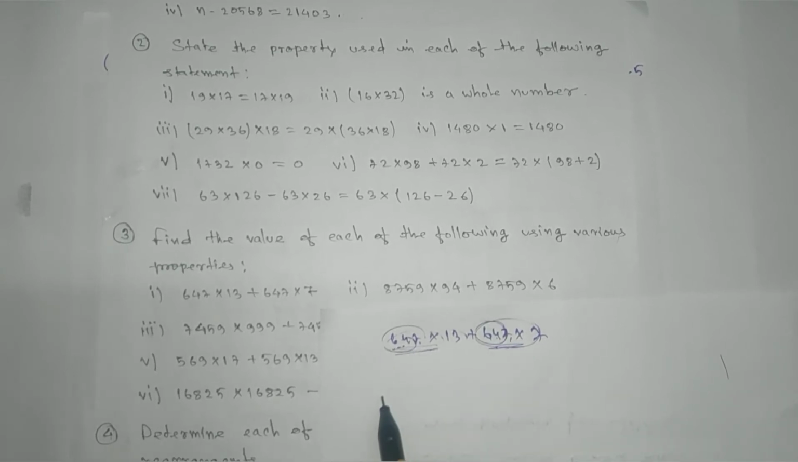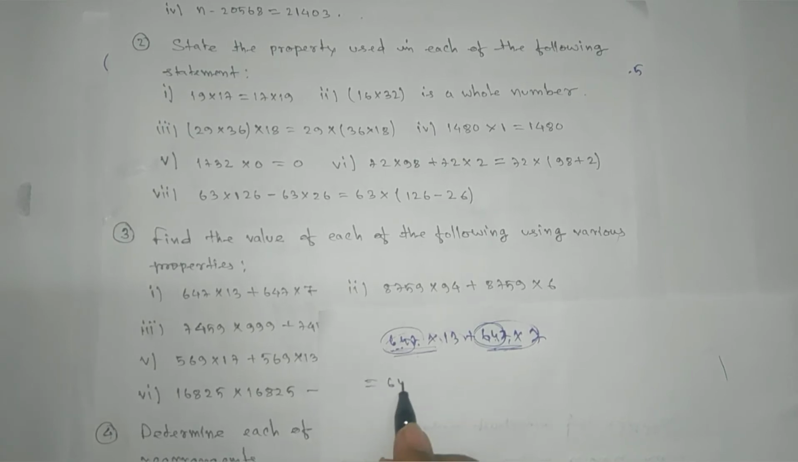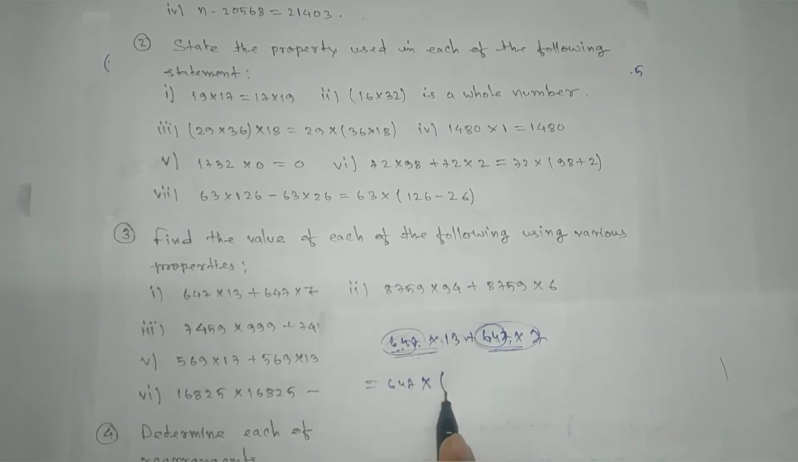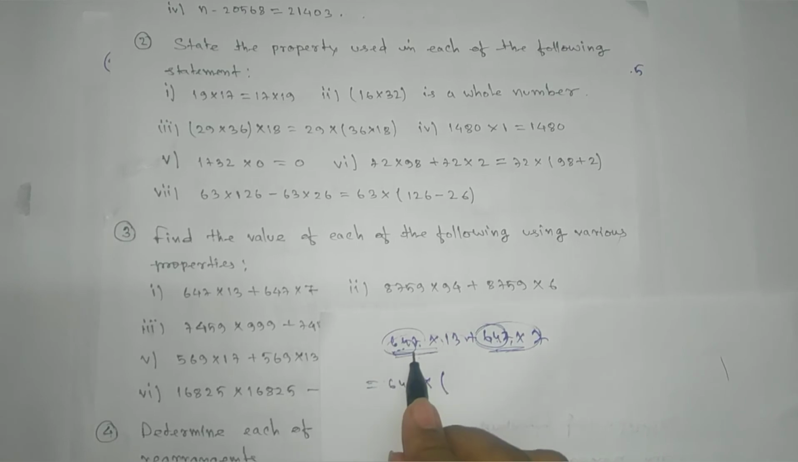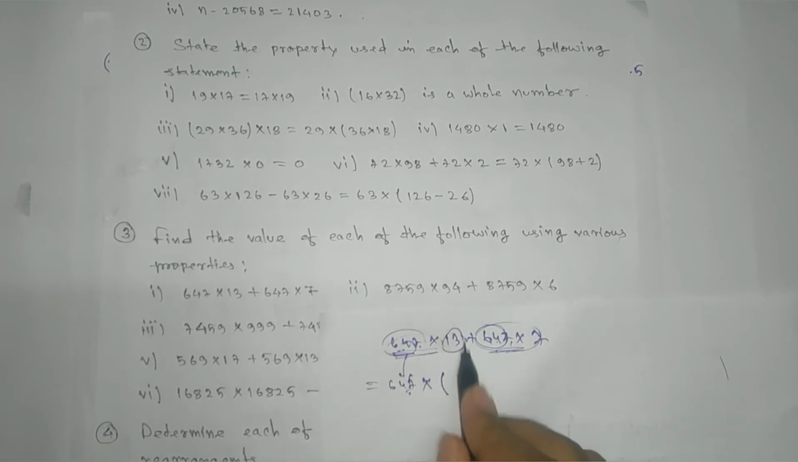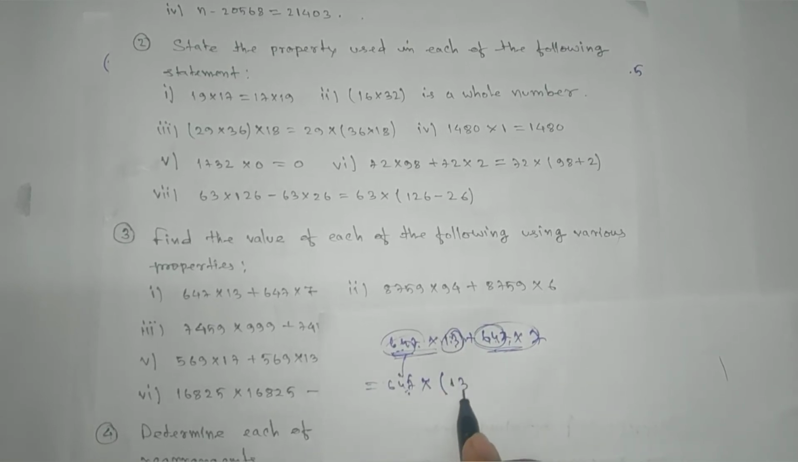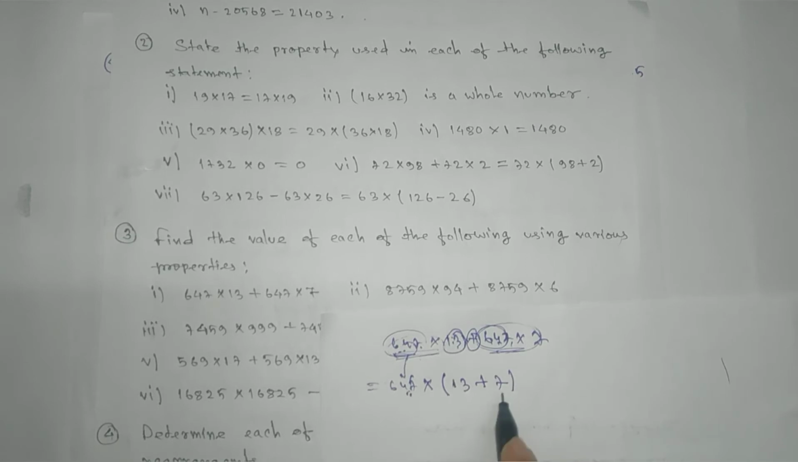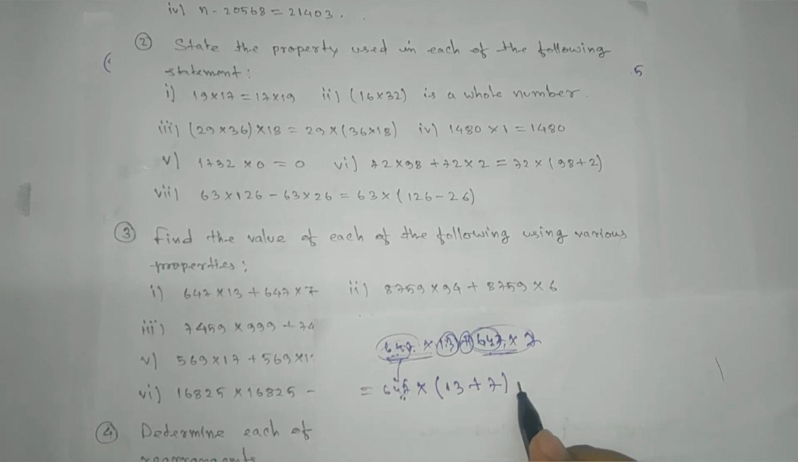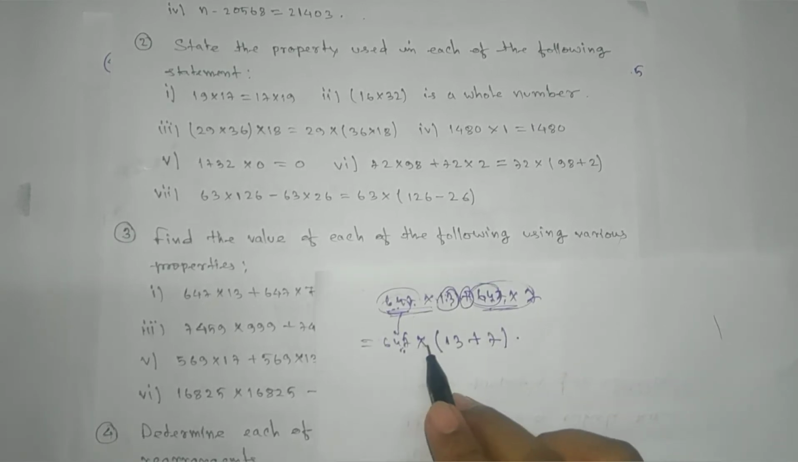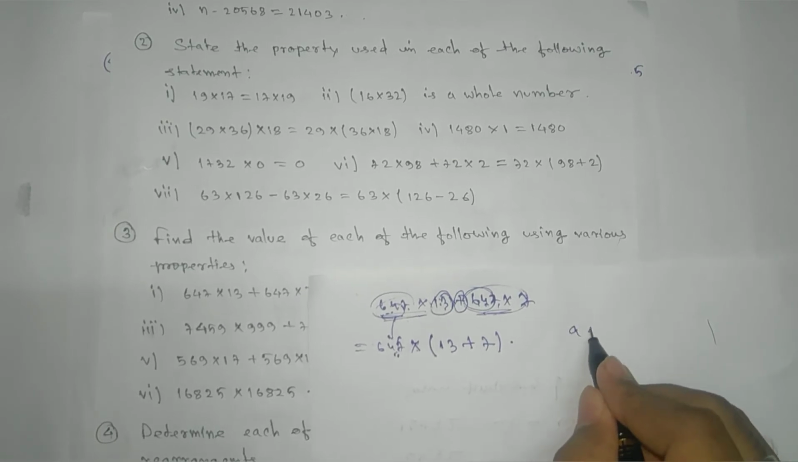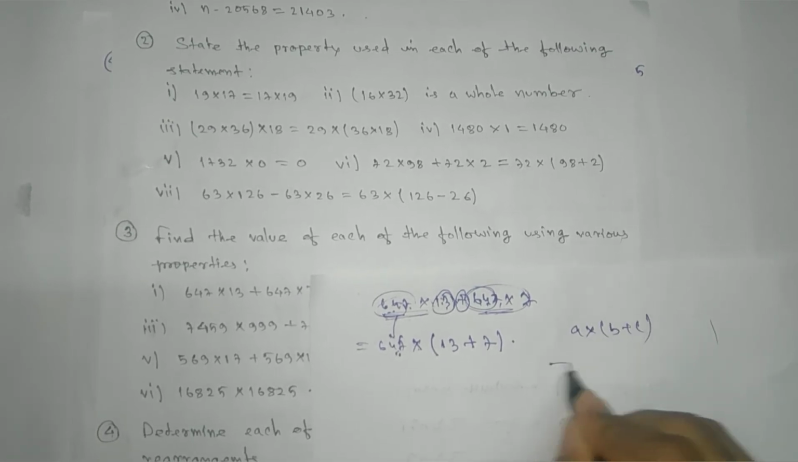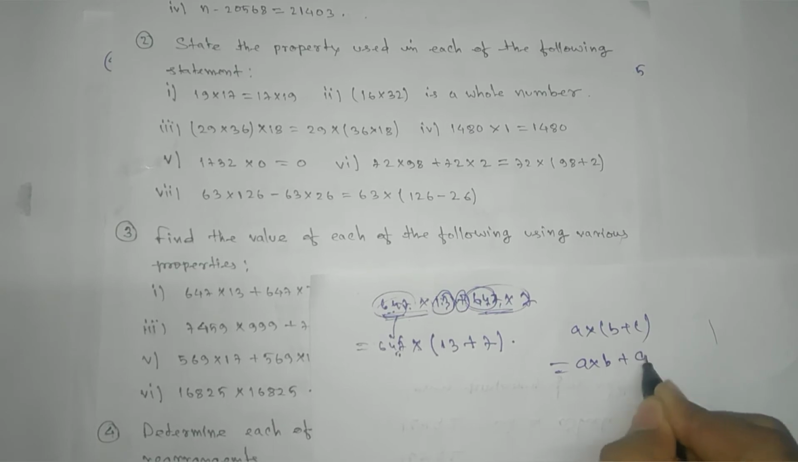Why, sir? Because you can see that 647 and 647, in both cases this number is common. That means if we take 647 outside in a bracket, then what remains? We have 13, and what symbol? Plus. 647 is already outside, so we'll take 7. Which property is it? It is the distributive property of multiplication over addition. See here, a into b plus c will give you a into b plus a into c.